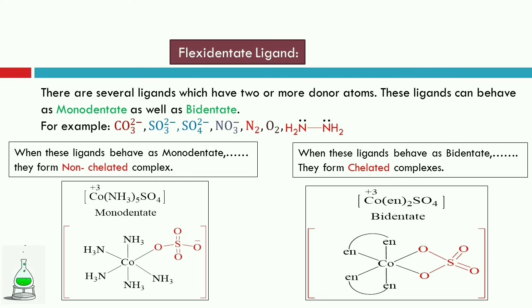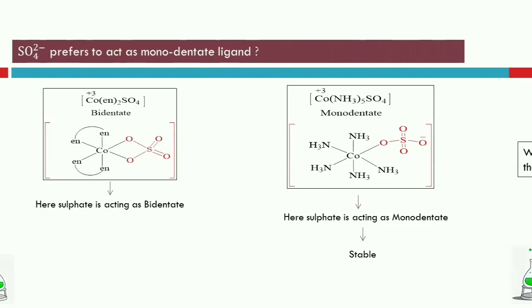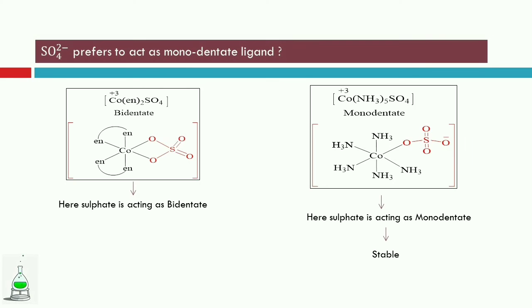The non-chelated complexes so formed are really stable as compared with the chelated complex with a 3 or 4 membered rings, which are unstable because of the steric strain. Here we have an exciting example. Sulfate ion prefers to act as monodentate ligand. Now the question is why?